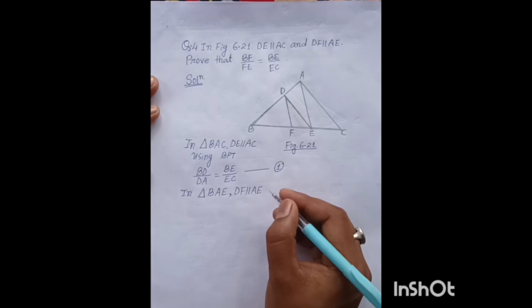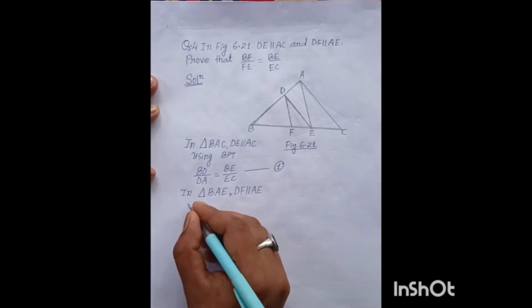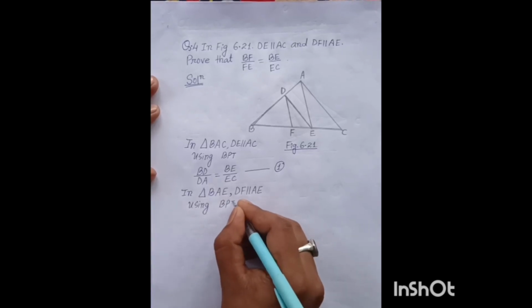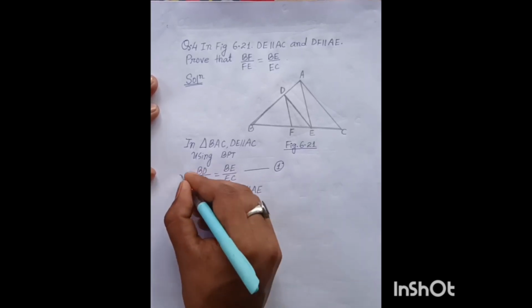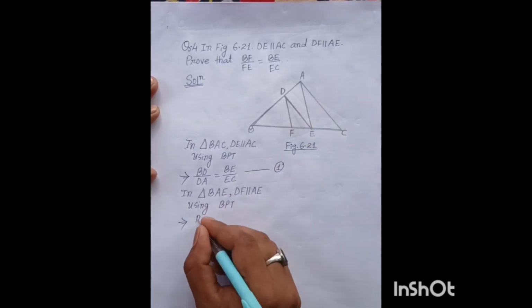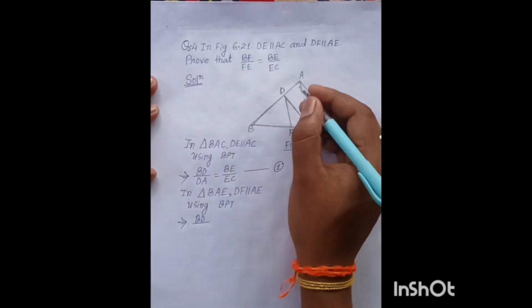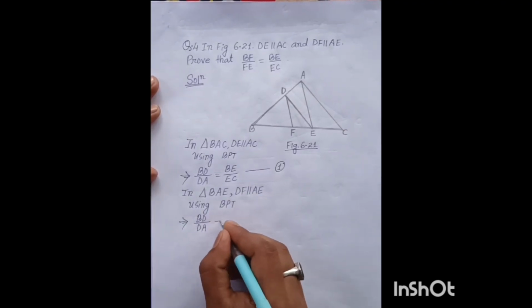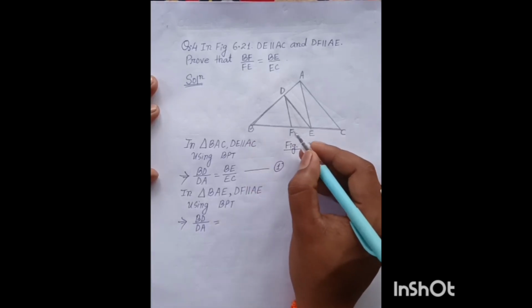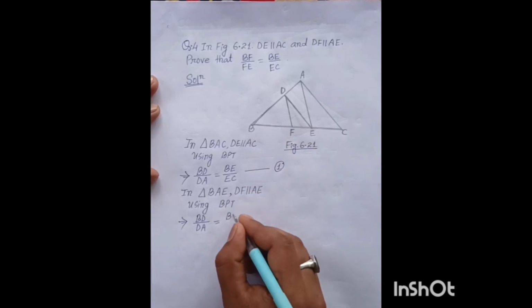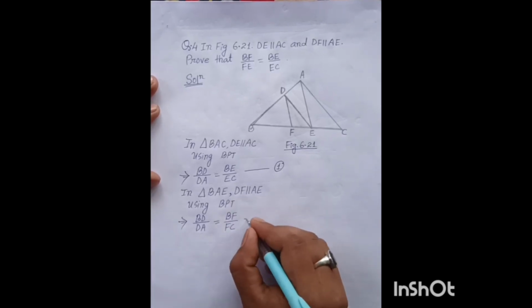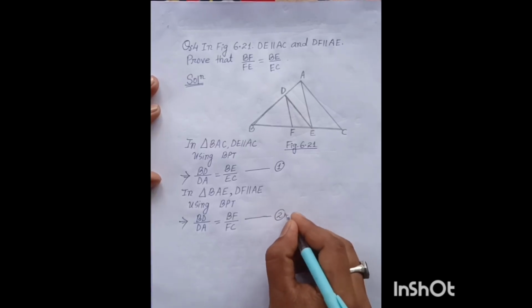If these two lines are parallel with each other in this triangle, then here also I can apply BPT. So using BPT, now you compare the sides ratio. BD, so right here BD by DA equal to BF by FE. So right here BF by FE. So this you give equation number 2.